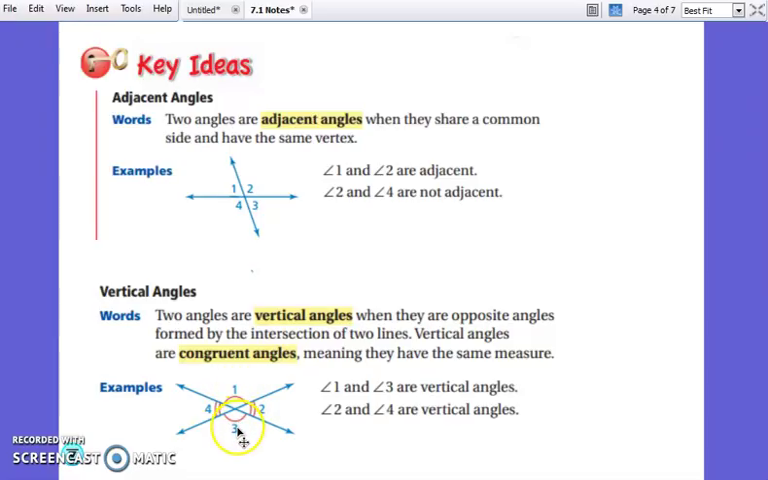So 1 and 3 are vertical angles. They have the same exact measurement. And 4 and 2 are vertical angles. They have the same exact measurement.